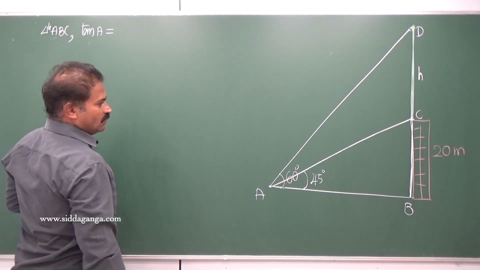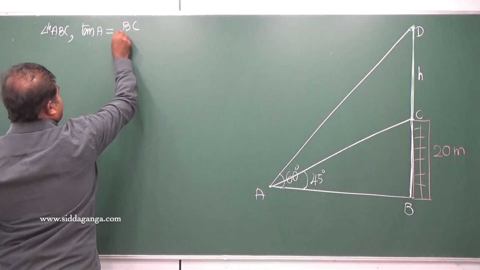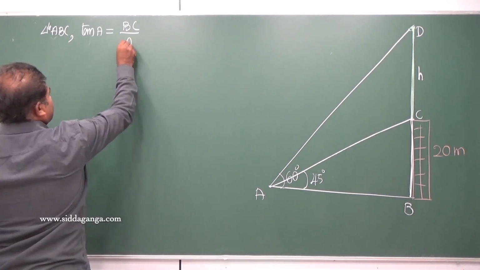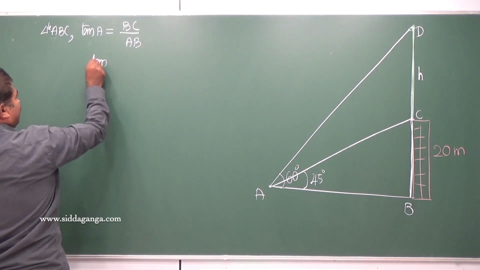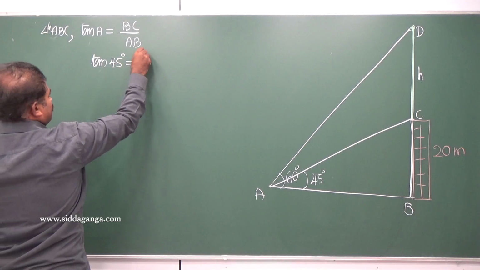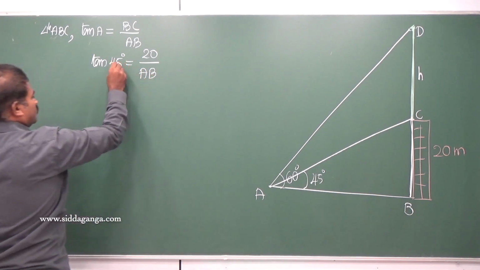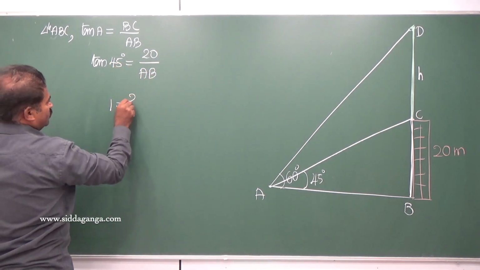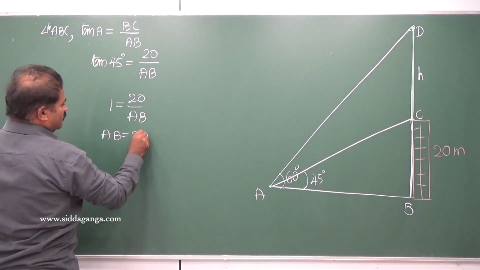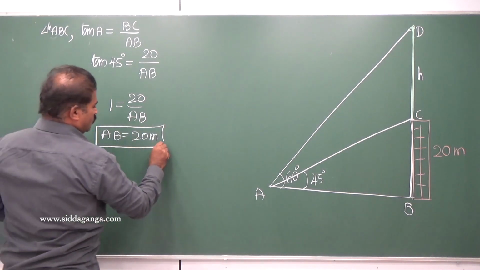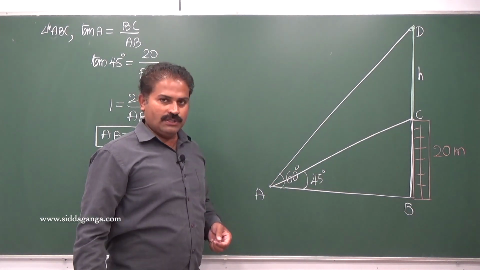Tan A is equal to the opposite side, which is 20 meters, BC, divided by the adjacent side, which is AB. So tan A is tan 45 degrees. So tan 45 degrees is 1, equal to BC, which is 20 meters, divided by AB, which you need to find out. So 1 is equal to 20 by AB and you can shift AB here. So AB value will be equal to 20 meters. When you have 45 degrees, it's very evident that the opposite side and the adjacent side are going to be equal.